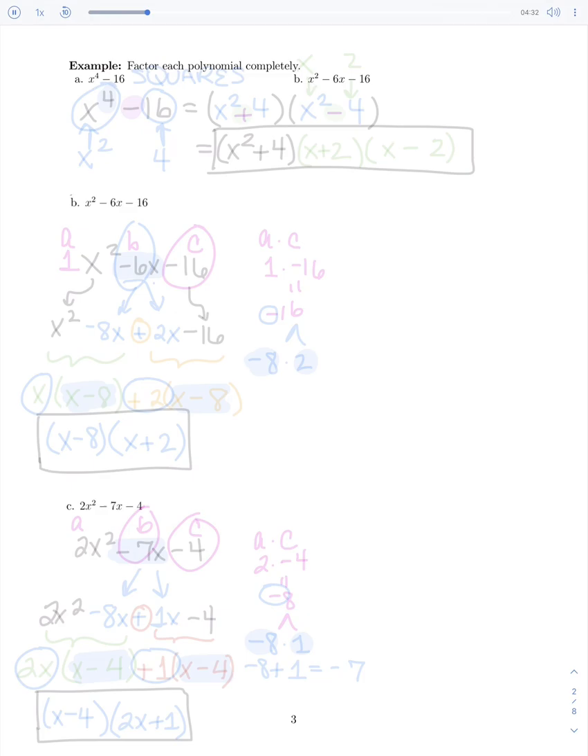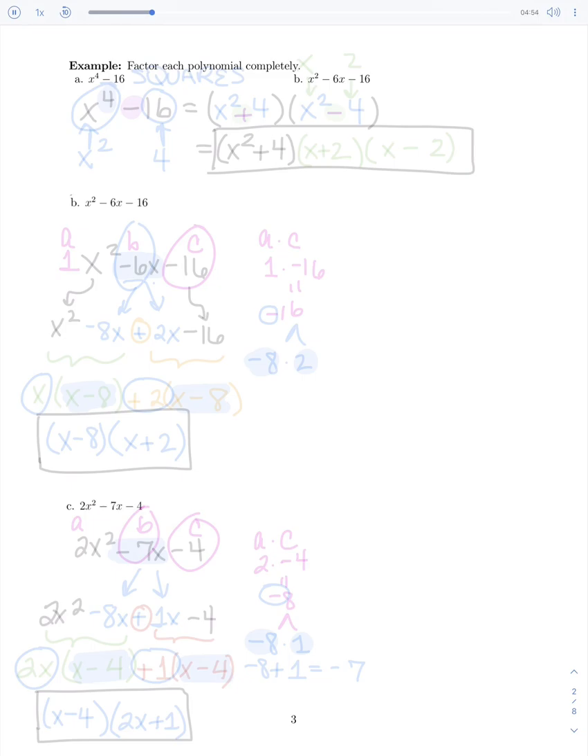Uh-oh. You have to mentally look and say, oh, well, they don't have anything in common, but I do see two terms, so I know I'm definitely looking at either squares or cubes. Or, oh, I see something that's in common between all three terms. Let me pull that out first before I even think about doing the AC method.